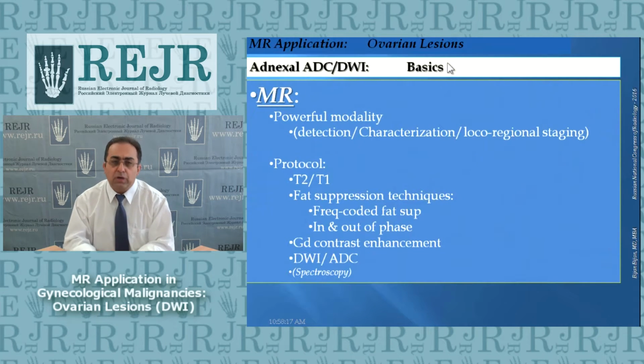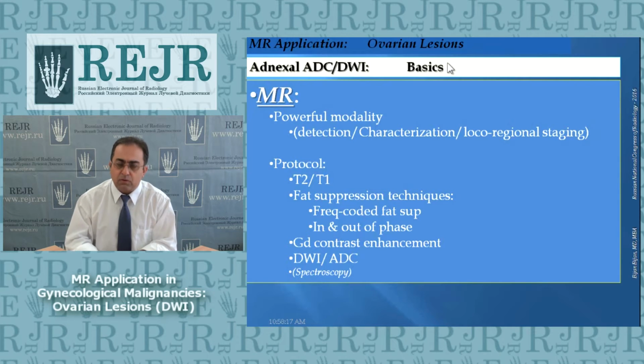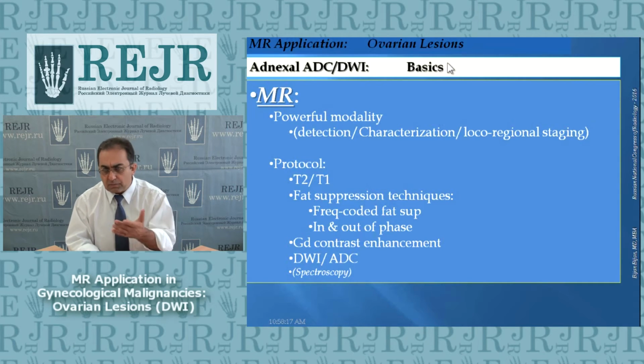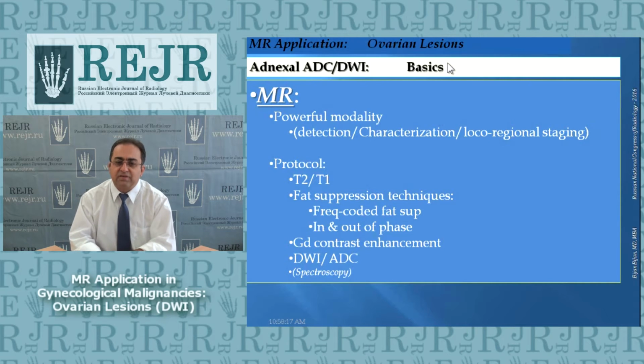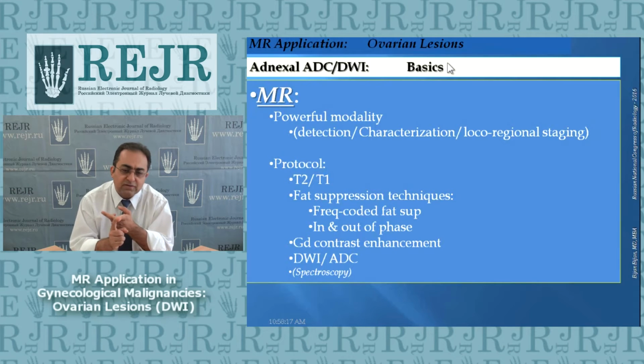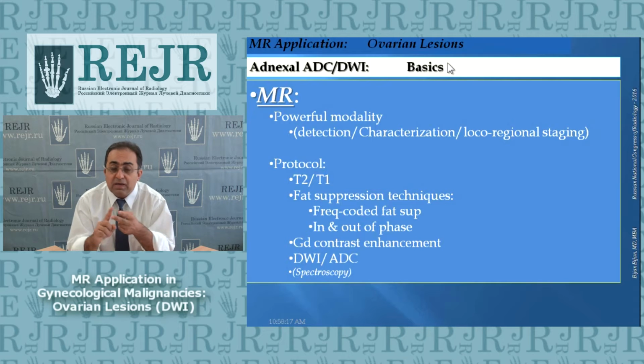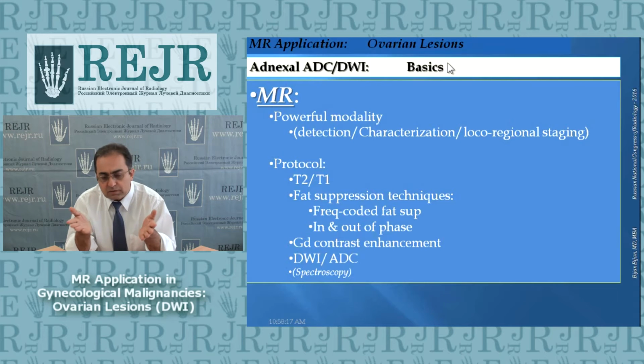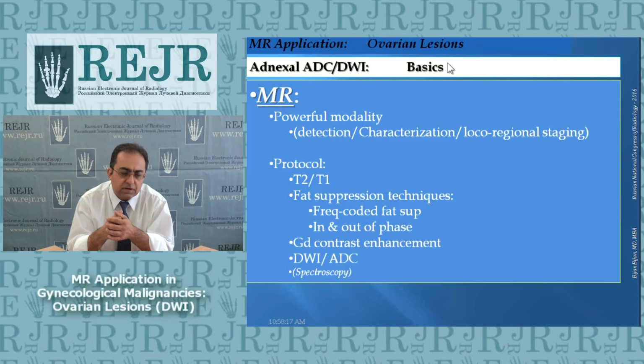The protocol that I usually like to use, I have a T2, can be single shot T2. And I usually have a T1. It's in phase, out of phase. I do 2 different types of fat suppression. You can use either frequency coded fat suppression, or you can do in and out of phase fat suppression. In and out of phase T1 is a very cheap sequence. It takes about 30 seconds, 40 seconds, 1 minute, depending on your magnet system, and you can shrink it into even shorter interval.